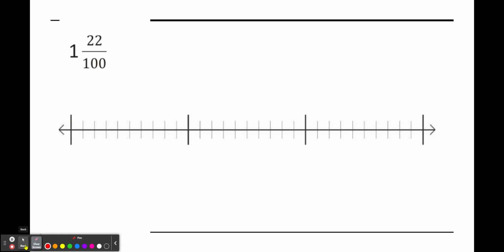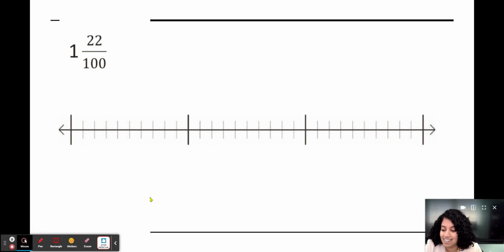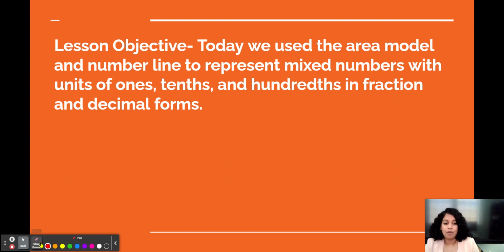Okay, all right, let's go ahead and look over today's lesson objective. So today we used the area model and number line to represent mixed numbers with units of 1, tenths, and hundredths in fraction and decimal form.